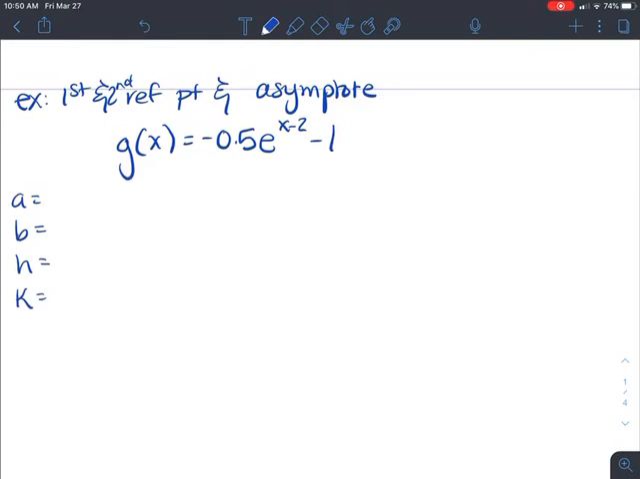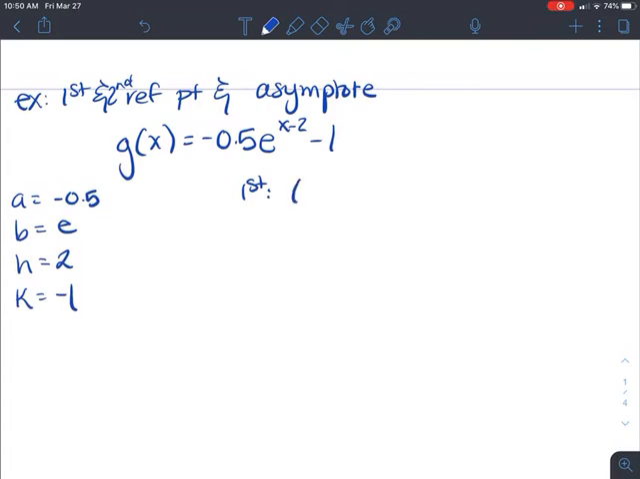So if you've unpaused the video, then we're back at a equals -0.5, b is e, h is 2, and k is -1. Okay, so my first reference point. If you guys are following along, please pause this video and I want you to try and find the first reference point on your own.